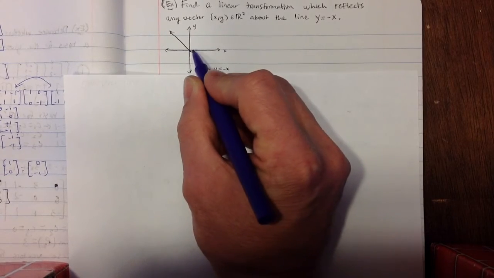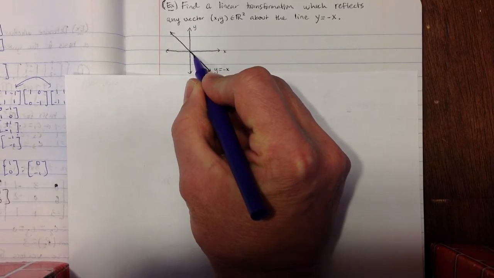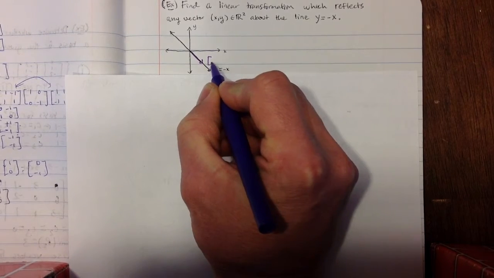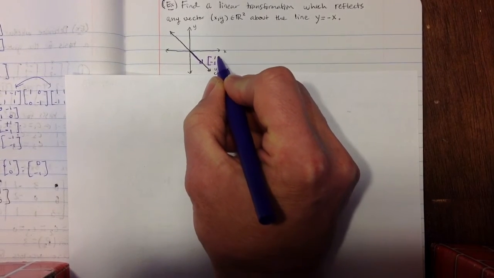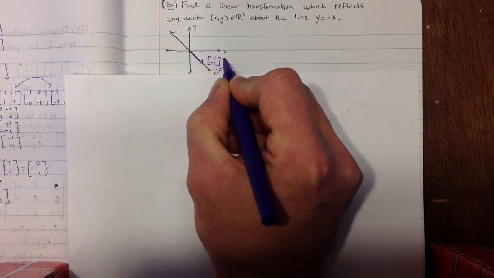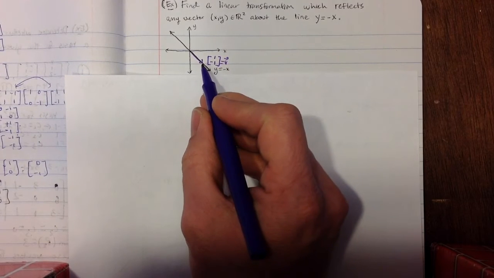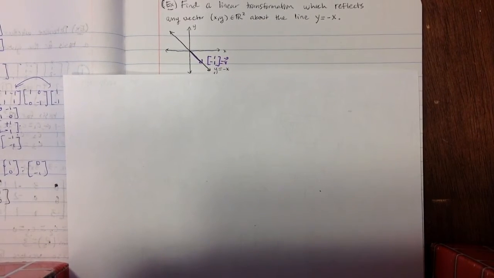I'm going to use one in the direction of that line. So I'm going to use the vector 1, negative 1. Let's call that v. The reason I use this one is because I know what the transformation is going to do to that. It's just going to keep it there, because if I'm reflecting it about the line and it's on the line, it'll just keep it there.